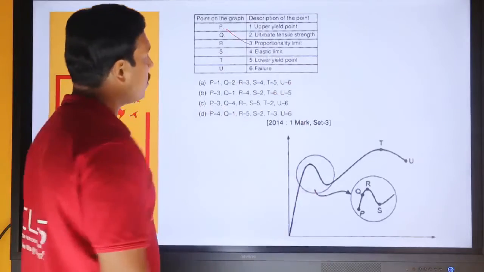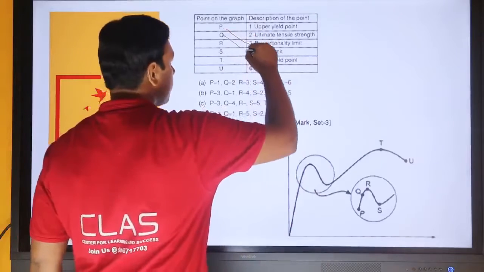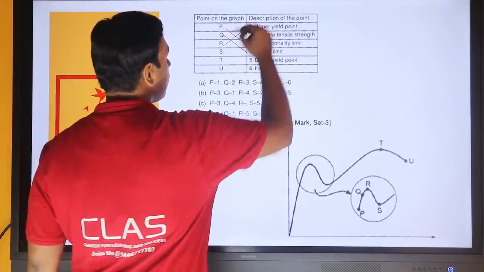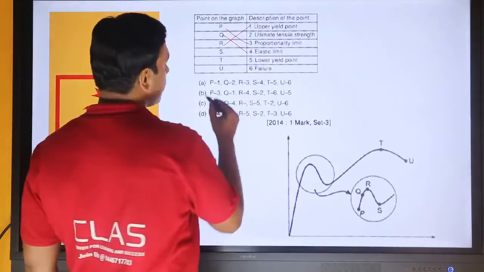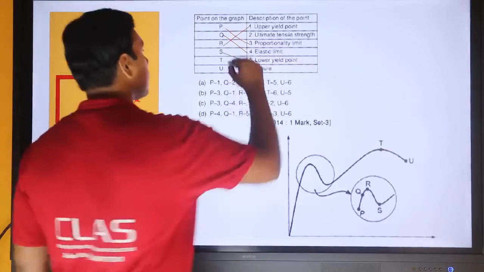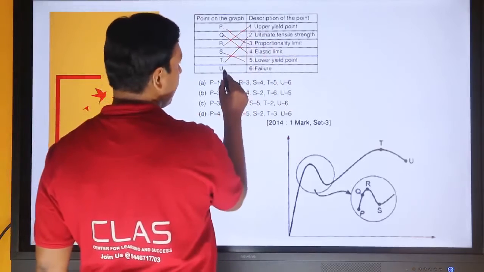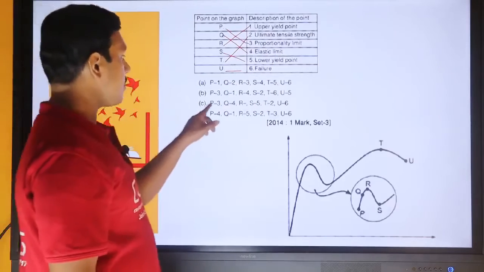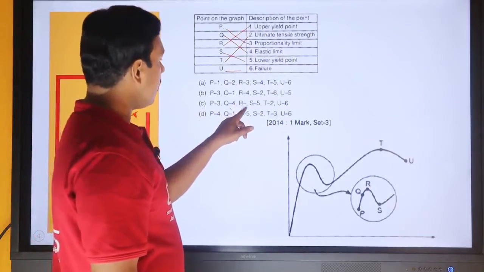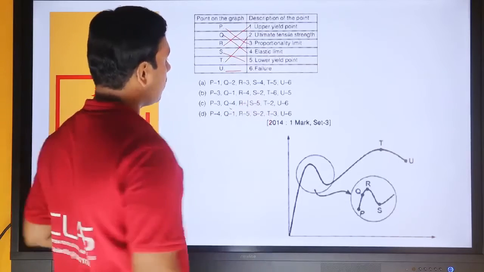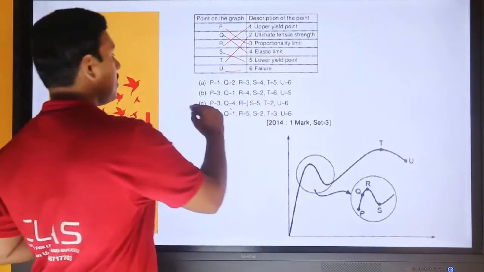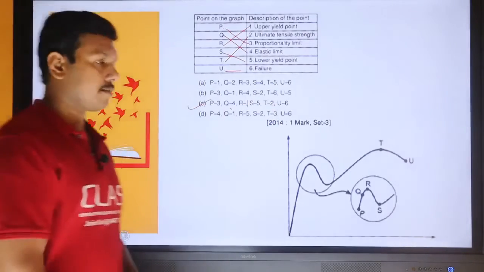Q is the elastic limit, and R is the upper yield point. S is the lower yield point. T is the ultimate stress. And U is the failure stress. P is equal to 3. Q is 4. R is 1. S is 5. And T is 2. U is 6. Option C is the correct answer.